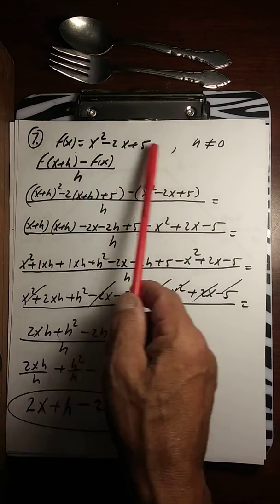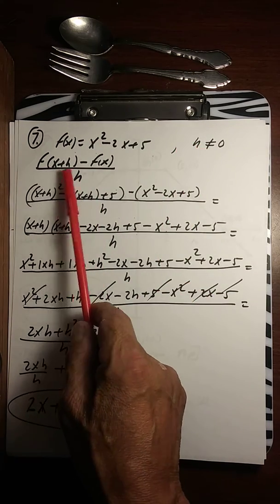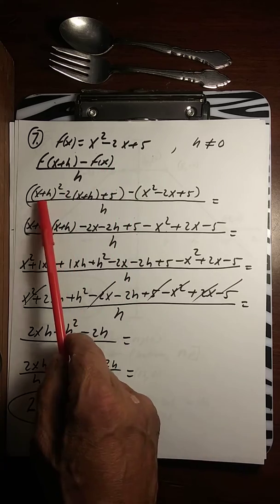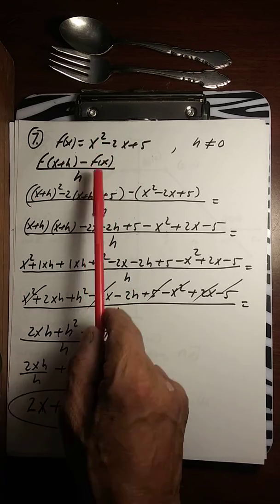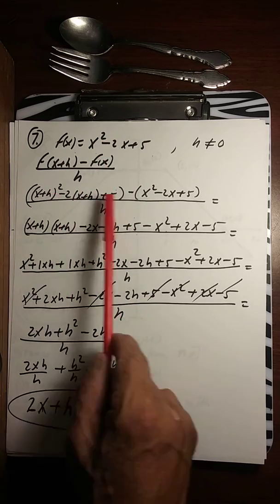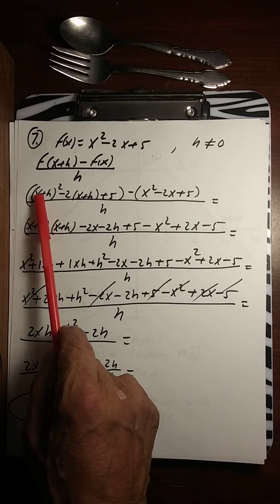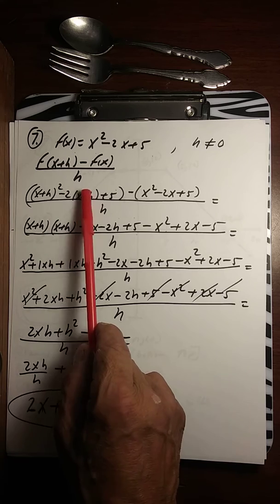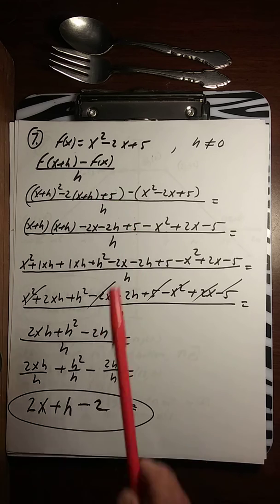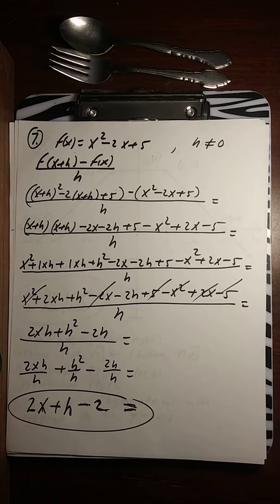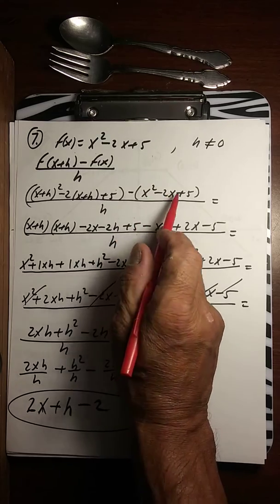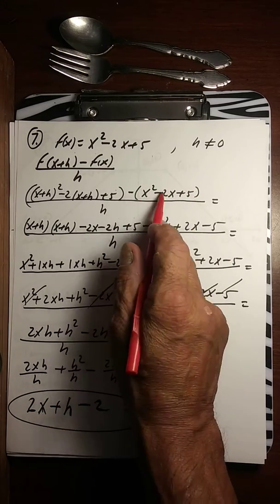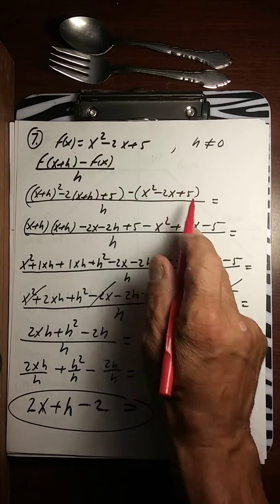F of x is this, and h is not equal to 0. F of x plus h minus f of x over h, the difference quotient. So x plus h squared, x plus h right there. So now we have this one minus this one on top. So now x plus h squared means 2 of them, minus 2 times that, minus 2x, minus 2 times that, minus 2h, plus 5. And this minus right here is going to affect all these. So the negative of that is negative, negative, negative is positive, and negative of positive is negative.